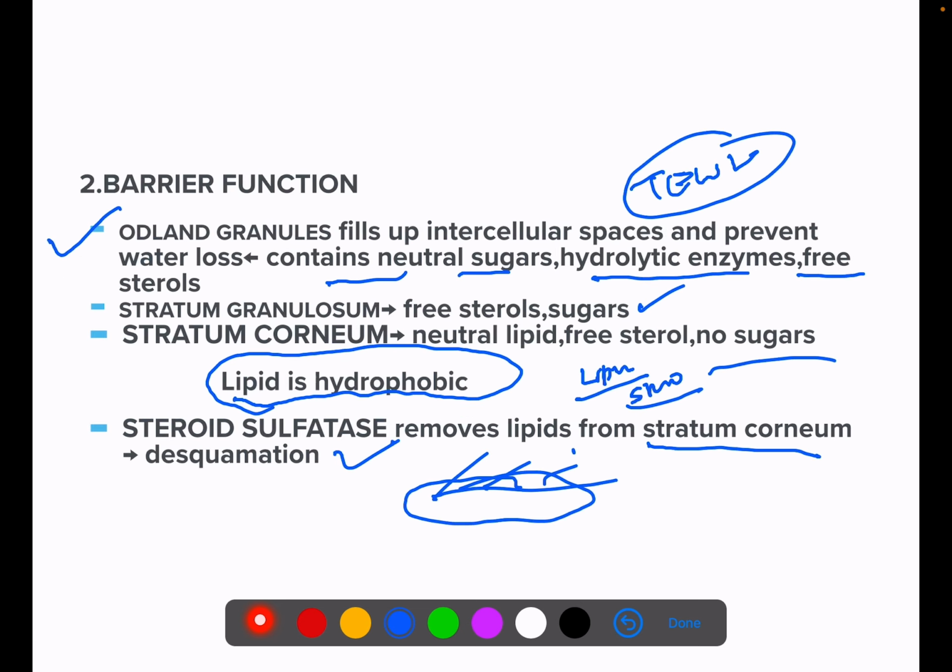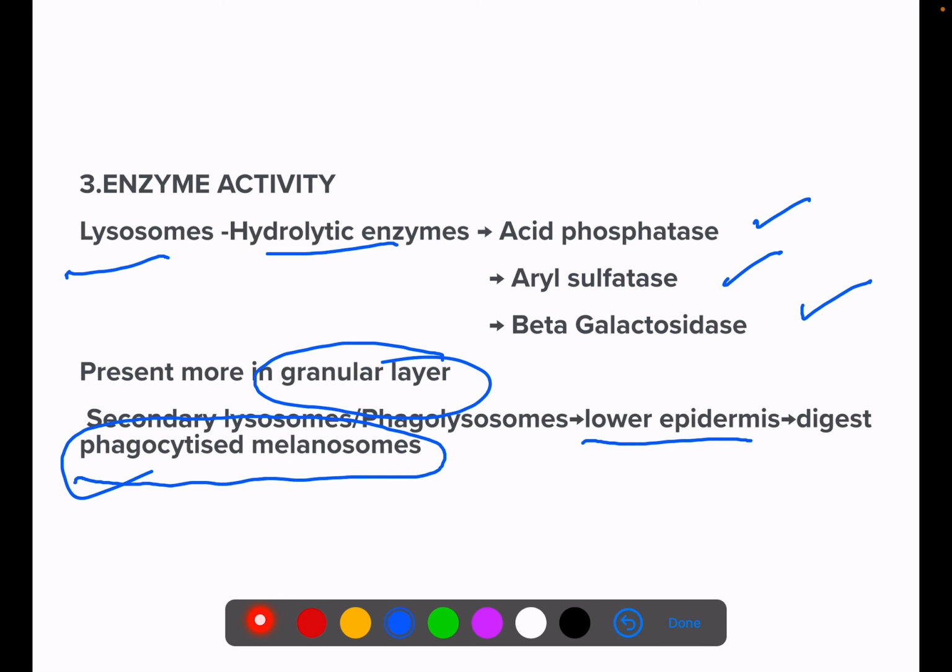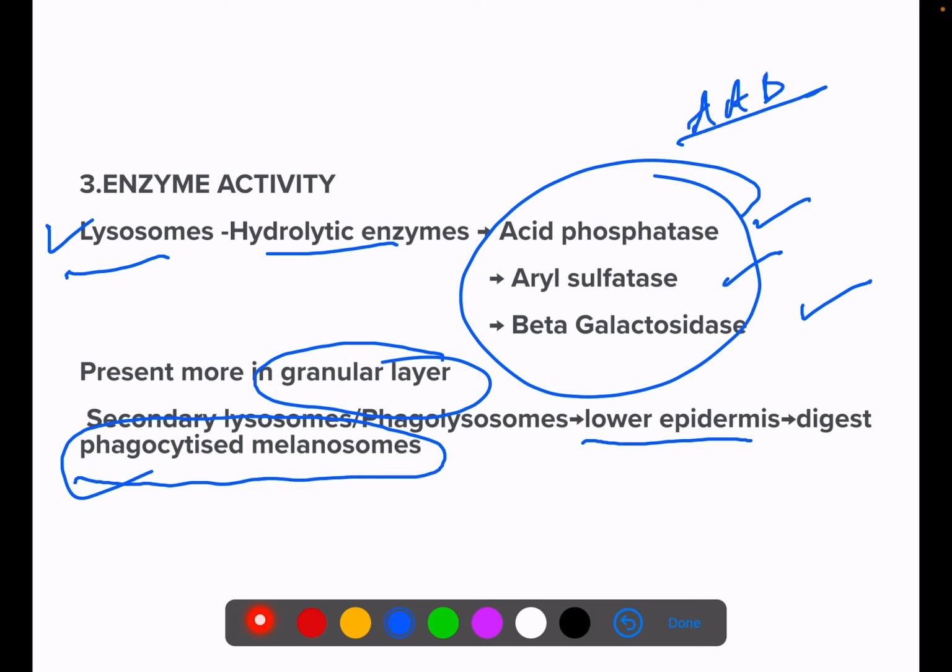Okay, so barrier function we have spoken about. Enzymatic activity we have seen. In lysosomes there are three enzymes, A, B, A R B. Remember, acid phosphatase, aryl sulfatase, beta glycosidase. Then more in granular layer. Then secondary lysosomes are there. One is normal lysosomes, the other secondary lysosomes or phagolysosomes. Then lower epidermis digest melanocytes, the melanin producing cells.